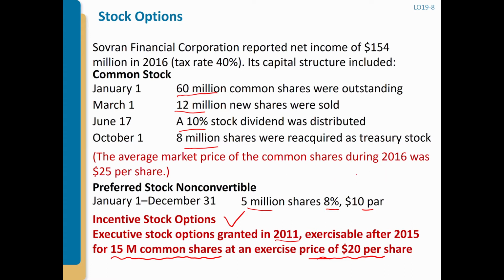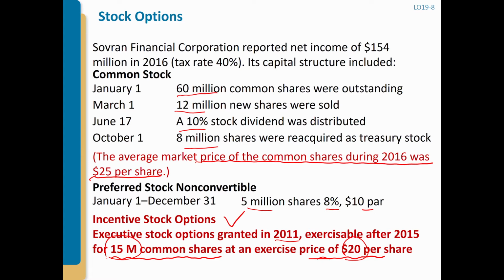Another piece of information is that the average market price of the common stock during this year was $25 per share. So those are the information we have. First of all, this is the diluted earnings per share. Again, this is the imagination. We ask ourselves, what if those CEOs, CFOs exercise these stock options? They need to pay the company $20 per share, totally 15 million shares. The company is going to issue 15 million shares to them. That's why the total number of shares is going to increase by 15 million.